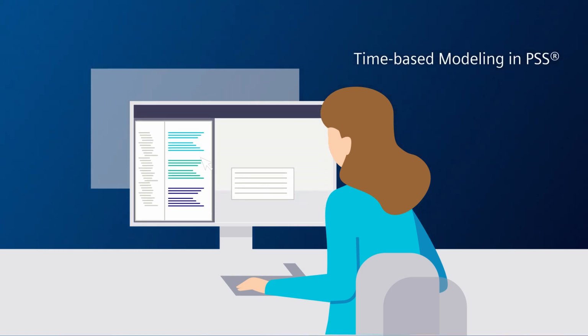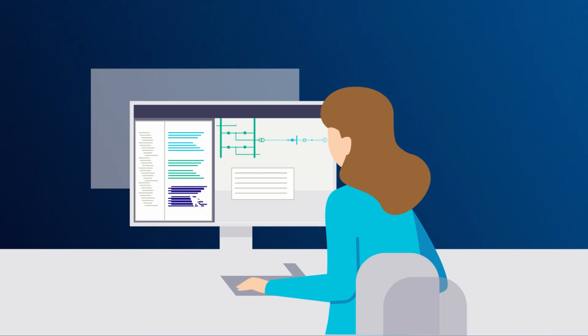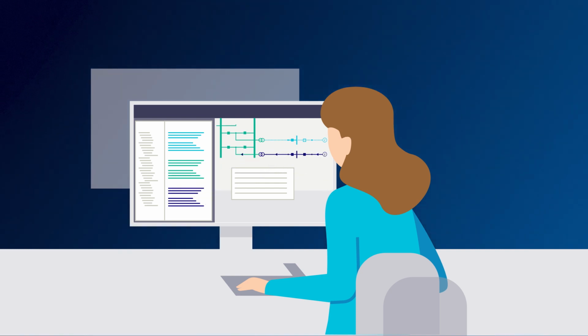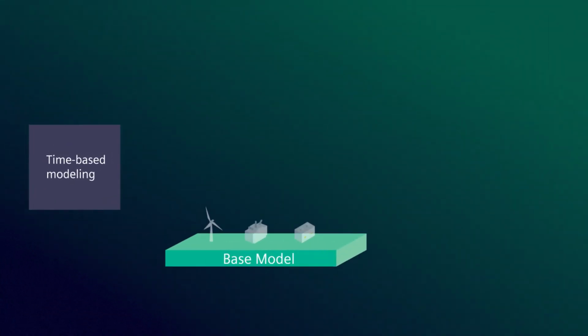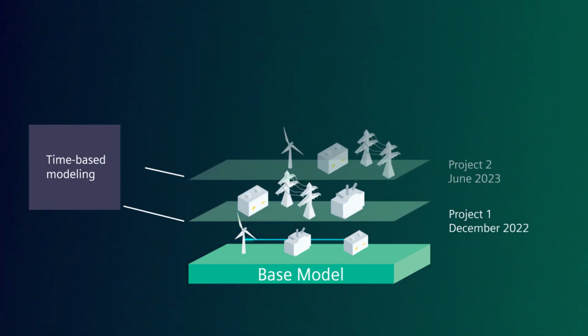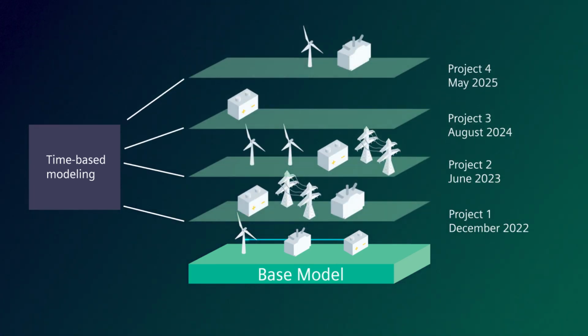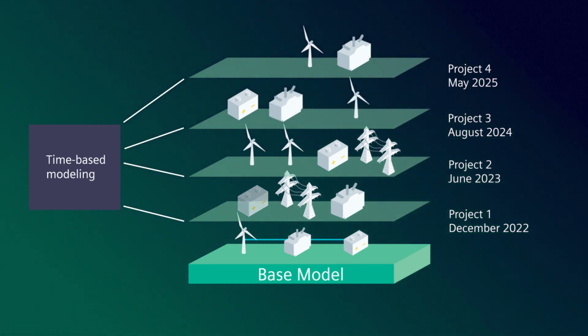Now, with time-based modeling in the PSS network model management tools, planners can efficiently and accurately plan for more grid changes at one time and deal with increasing complexity since all the necessary data is in one location. It starts with the base model, which represents the actual grid. Then, a project can be planned in different phases with incremental changes scheduled for a certain point in time.